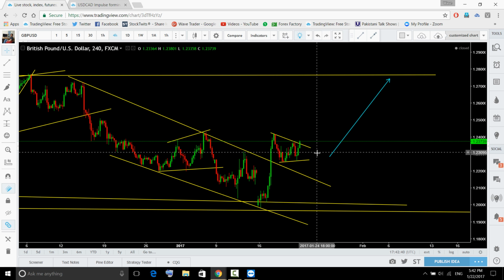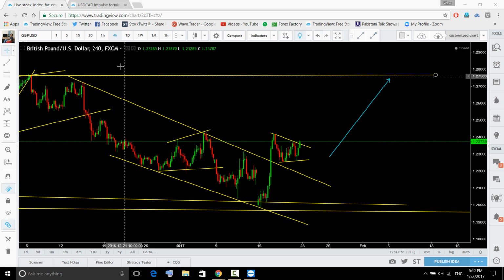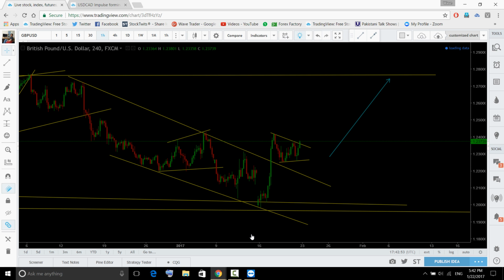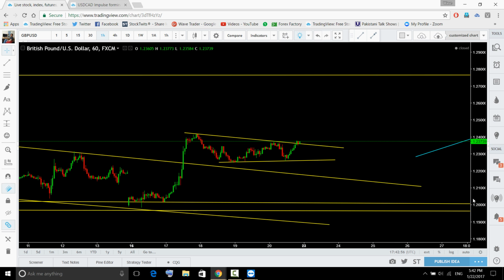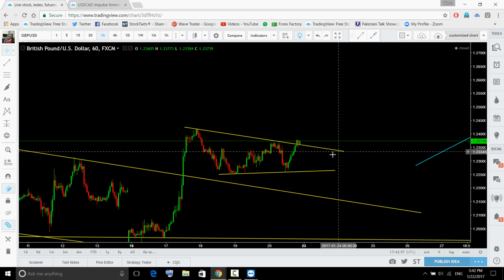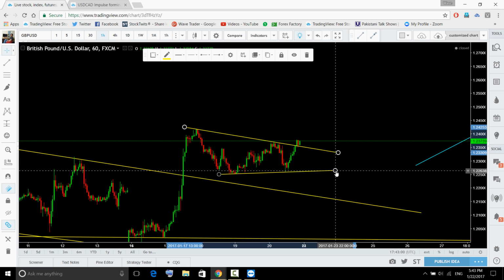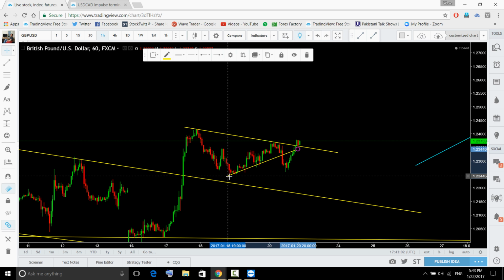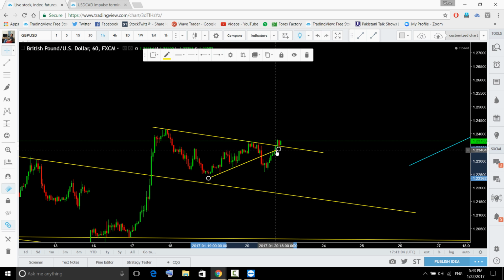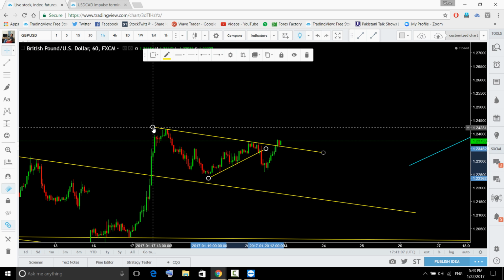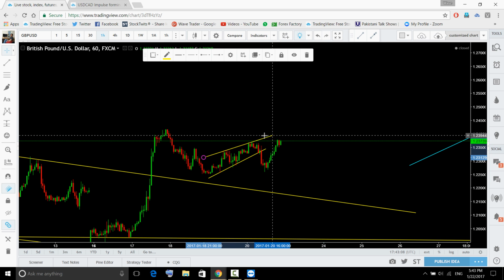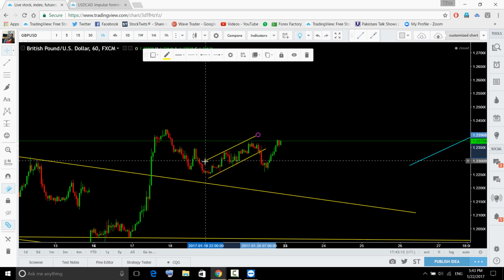All right, so we can see there was a flag, and that flag broke out with a corrective up move, but did not continue to the upside, and then broke down to the downside. Okay, if we look at the 1 hour time frame, we can identify this. Yeah, so the move was this breakout. Everyone can see that this is not a way to start to the upside.